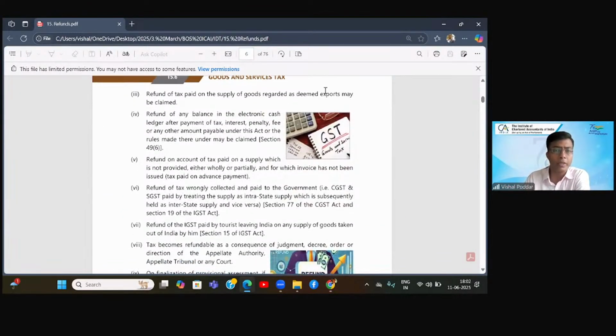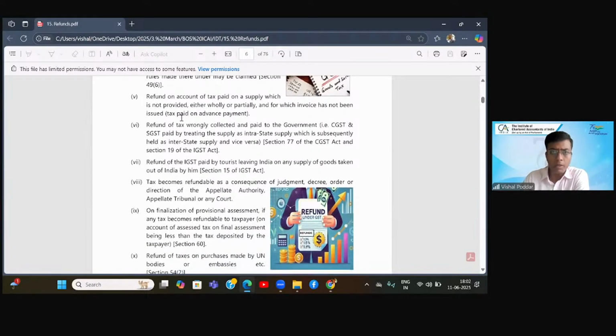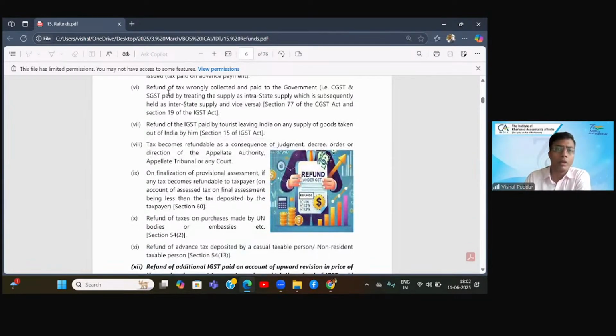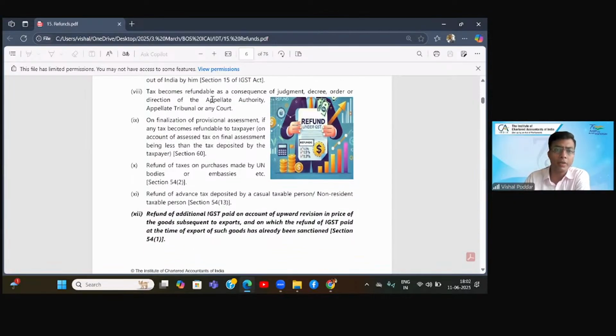Then in case of deemed export, then refund of excess amount kept in your cash ledger. It is your own money, so you can always ask for a refund. Then refund on account of tax paid where supply is not provided. So you paid tax on advance, but later on the supply was cancelled. Refund of tax which is wrongly collected, which will happen generally in case of TDS. Next, where a tourist is visiting India and has purchased something which he is now taking along with him outside India, he can claim a refund.